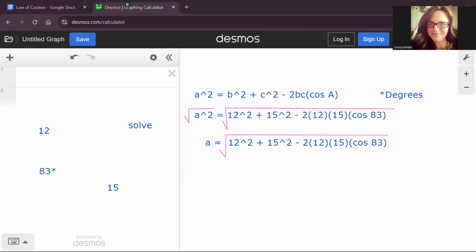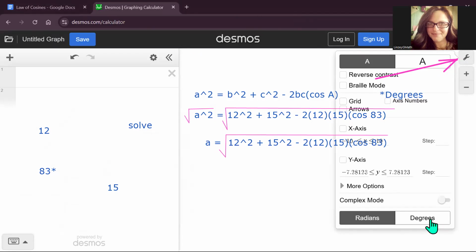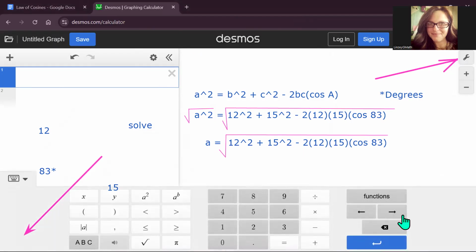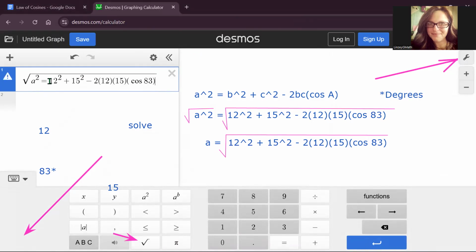Heading over to DESMOS, I'm going to make sure that I am in degrees using the little wrench here. And then down at the bottom, we'll click on degrees. And then we'll type in our square root. The square root, bottom left corner, we'll click on the keyboard. And then the square root, there it is. Square root of our entire expression.